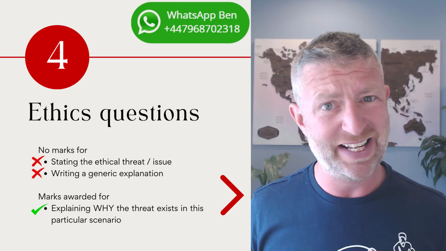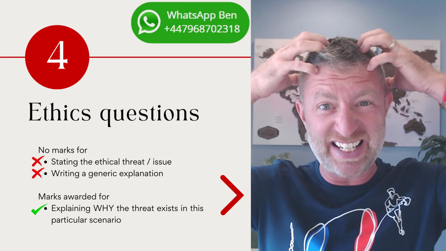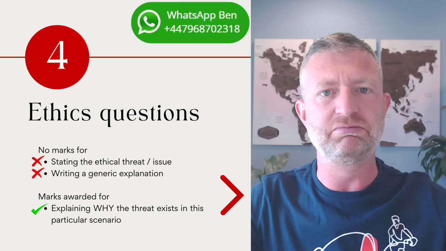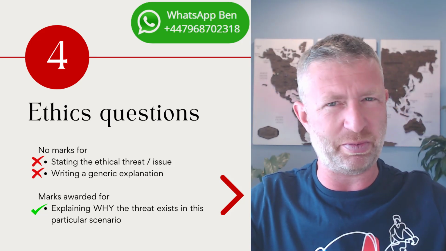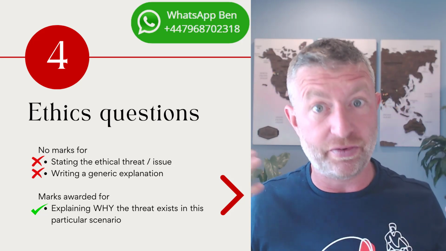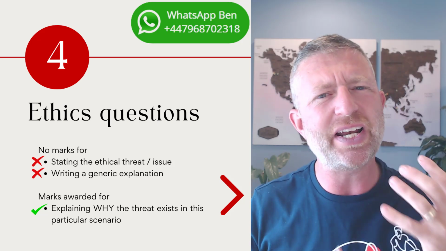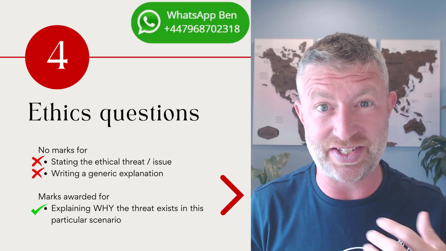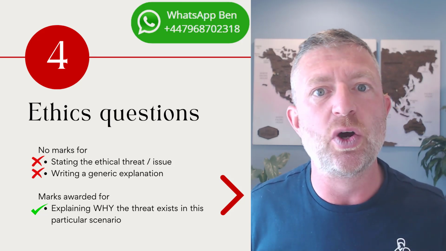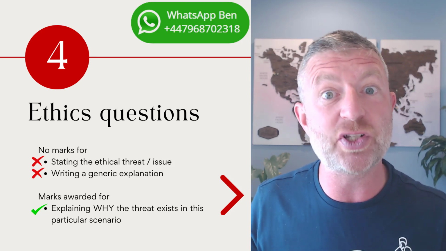They'll write something like that, and they will score no marks for it. And the reason they don't score any marks is because they've taken their pre-learned knowledge and written it down on the exam paper. That doesn't really work in AAA. What you have to do is take your knowledge of the familiarity threat and explain why it exists in this particular scenario. Could be due to the amount of time that the audit partner has been in place. It might be too long.